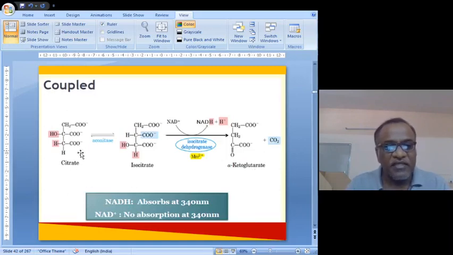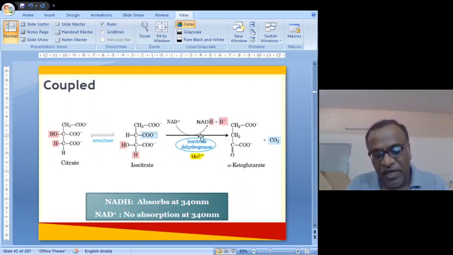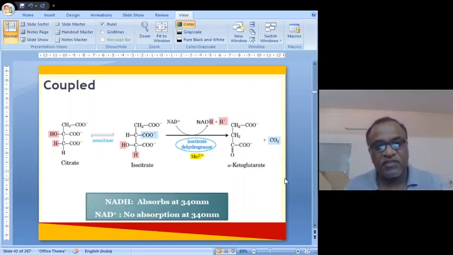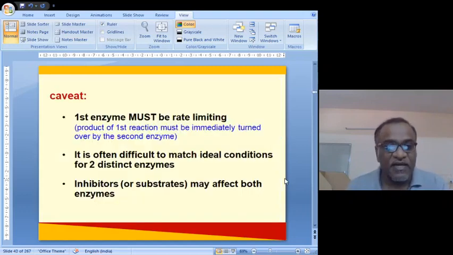You can see over here there is aconitase and isocitrate dehydrogenase. NAD plus has no absorption at 340 nanometers, but NADH has absorption at 340 nanometers. So you can measure the reaction of the first phase. This is called a coupled enzyme assay. The first enzyme must be the rate limiting enzyme. It is often difficult to match ideal conditions for two distinct enzymes. So these are some of the limitations of coupled enzyme assays. Inhibitors or substrates may affect both enzymes. That is an important caveat for coupled enzyme assays.